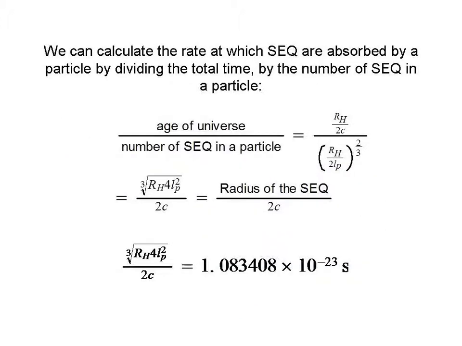We can calculate the rate at which SEQ are absorbed by a particle by dividing the total time by the number of SEQ in a particle. So we'll take the age of the universe and divide it by the number of SEQ within a particle. And we find that's the radius of the SEQ divided by 2c. And that calculates out to about 1 times 10 to the minus 23 seconds.